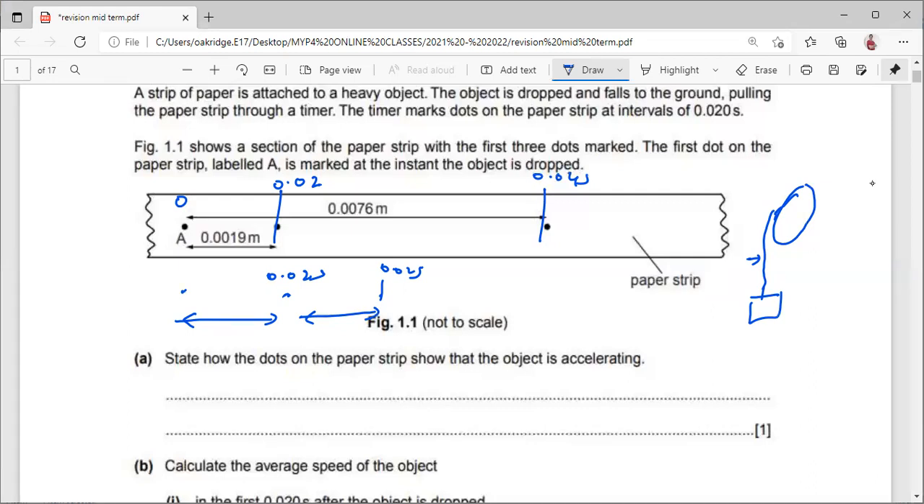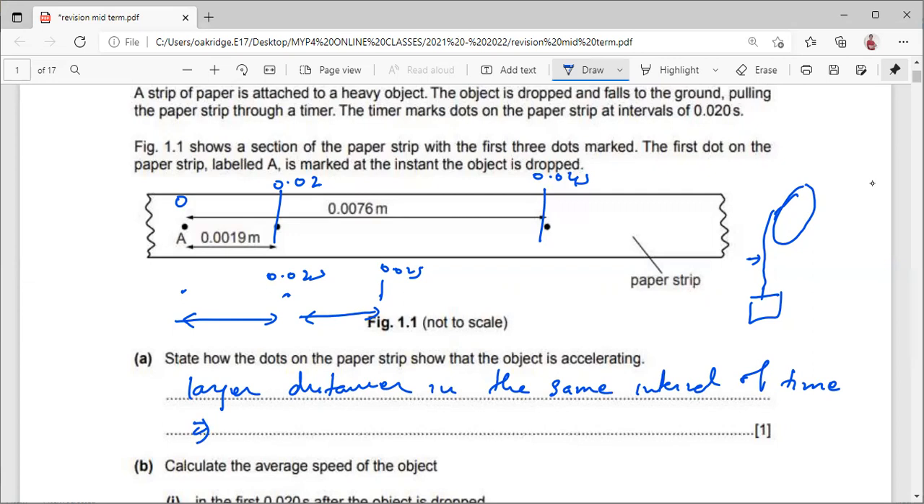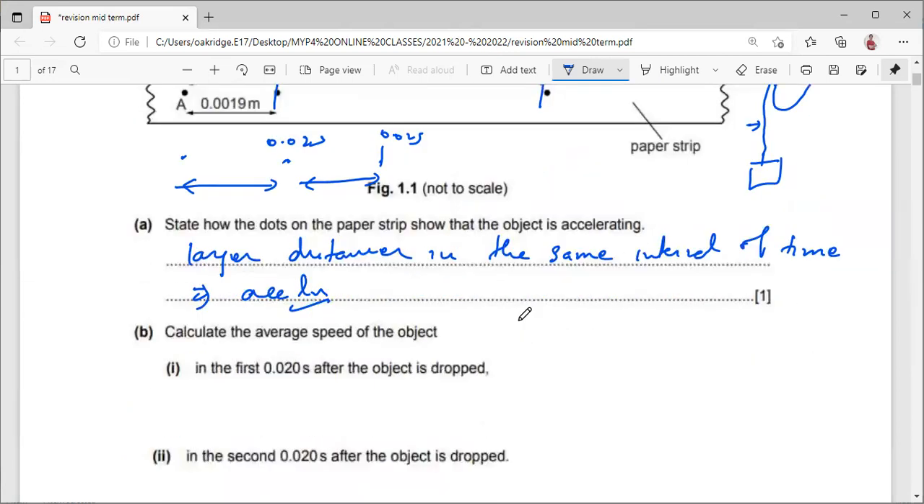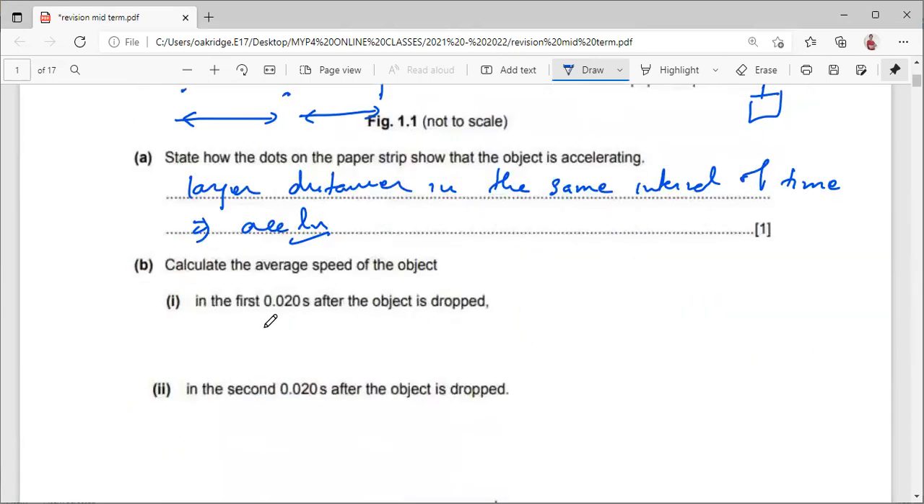So the answer that you need to write here is that larger distances in the same interval of time implies that there is an acceleration. Next. Calculate the average speed of the object in the first 0.02 seconds after the object is dropped. What is the definition for average speed? Average speed is equal to total distance divided by total time taken.